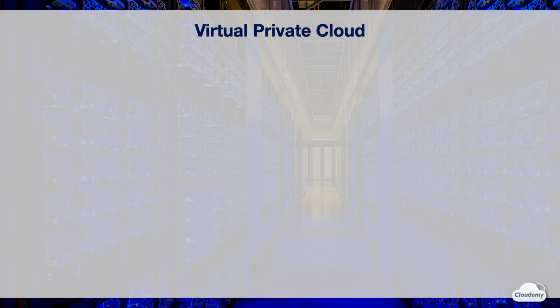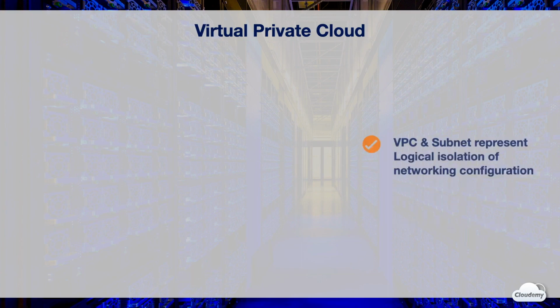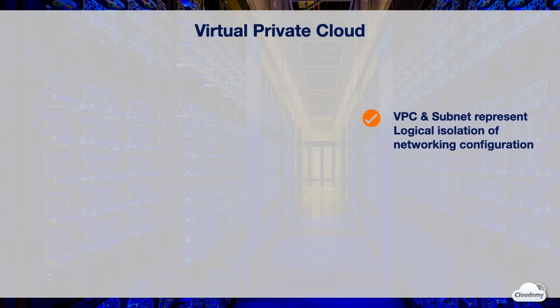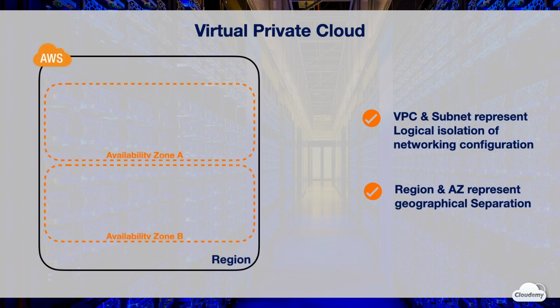So what is the relationship between VPC, subnet, region, and availability zone? VPC and subnet are the logical isolation of networking configuration. Region and availability zone represent geographical separation. Here is what it looks like. We know that inside an AWS region, there are multiple availability zones. They are the geographical separation of AWS resources.